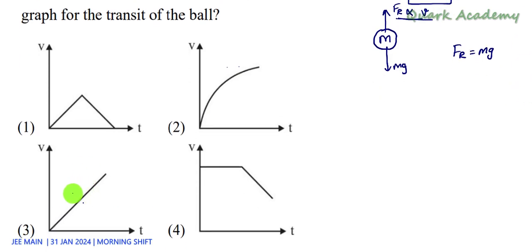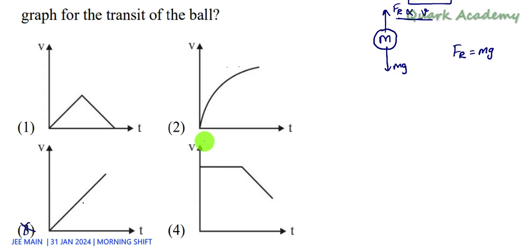So you can look at the third option. Here you see the velocity is linearly increasing. So this is possible only if there is a constant forward acceleration. But in this case, we know that it's not possible, right? Because as the velocity increases, the resistive force will also increase, which doesn't give constant acceleration. So the third one is not correct.